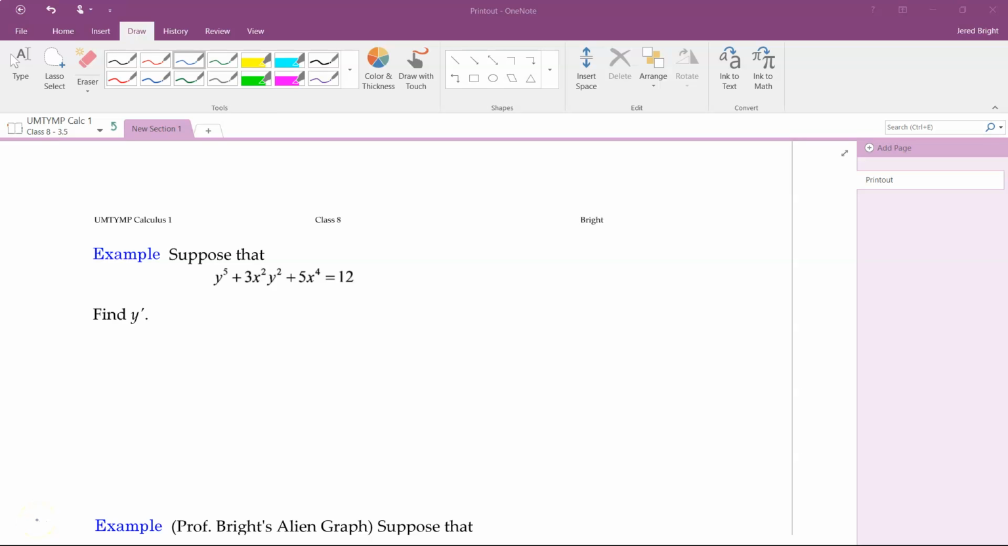Time for more examples with implicit differentiation. So for this first one, I want you to pause the video, try it, and resume the video when you're ready to see the solution and hear some comments about it.